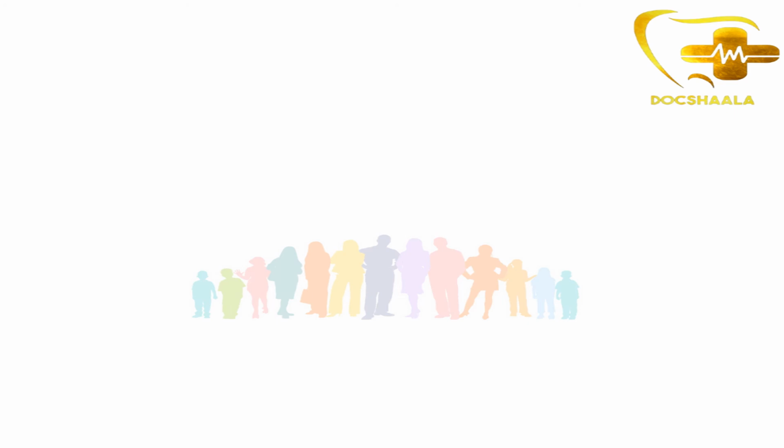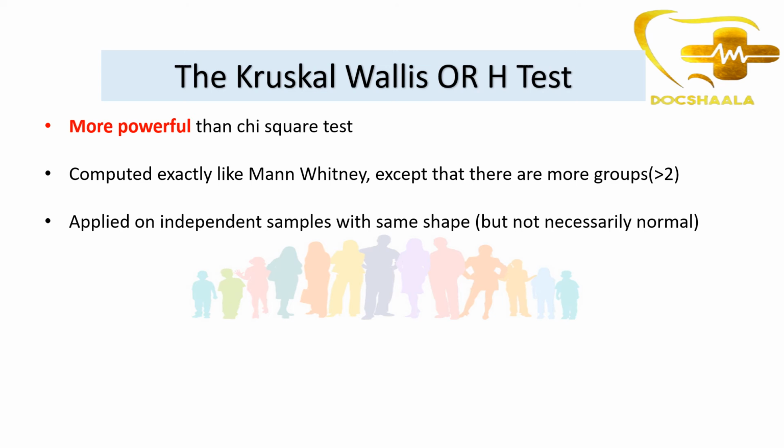Then coming to Kruskal Wallis or H test. It is more powerful than chi-square test. It is computed exactly like Mann Whitney, except that there are more groups. In Mann Whitney we have taken 2 groups, but when we have more than 2 groups, we use Kruskal Wallis test. It is applied on independent samples with same shapes but not necessarily normal.